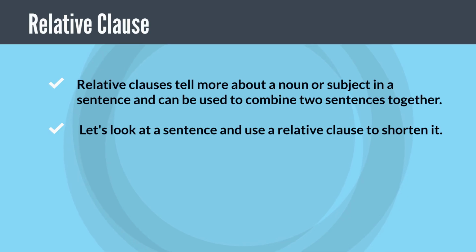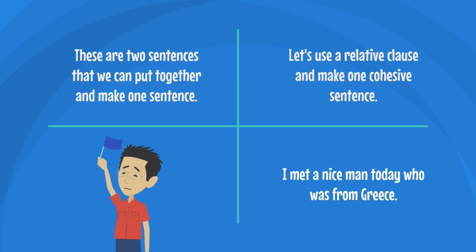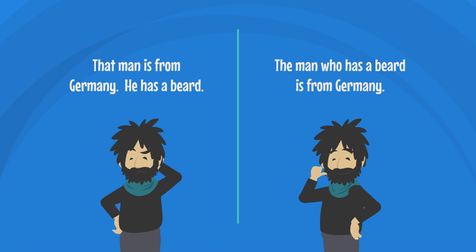Relative clauses. Relative clauses tell more about a noun or subject in a sentence and can be used to combine two sentences together. Let's look at a sentence and use a relative clause to shorten it. I met a man today. The man was from Greece. As you can tell, these are two sentences that we can put together and make one sentence. Let's use a relative clause and make one cohesive sentence. I met a nice man today who was from Greece. As you can tell, we made it into one sentence. Let's do another. That man is from Germany. He has a beard. The man who has a beard is from Germany.